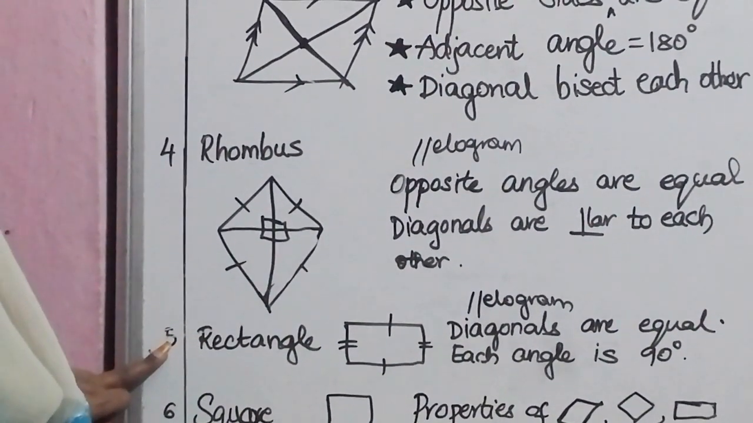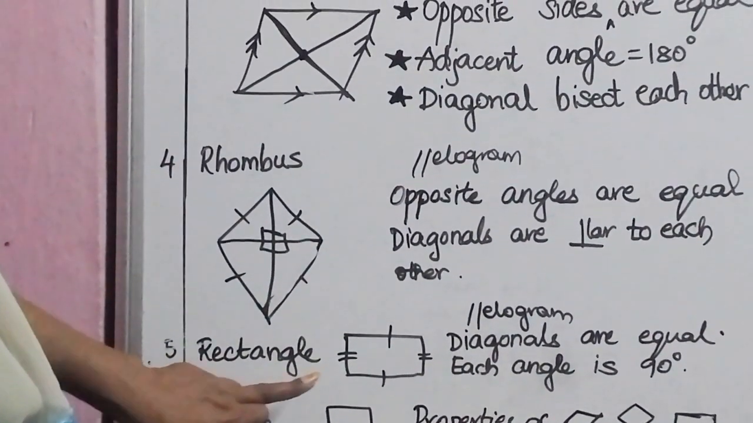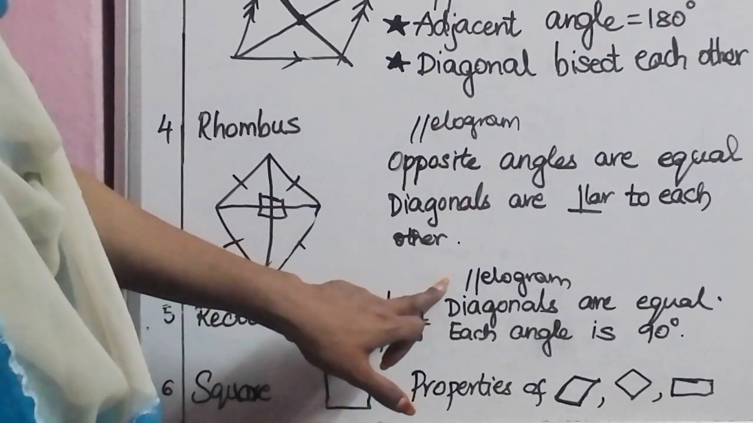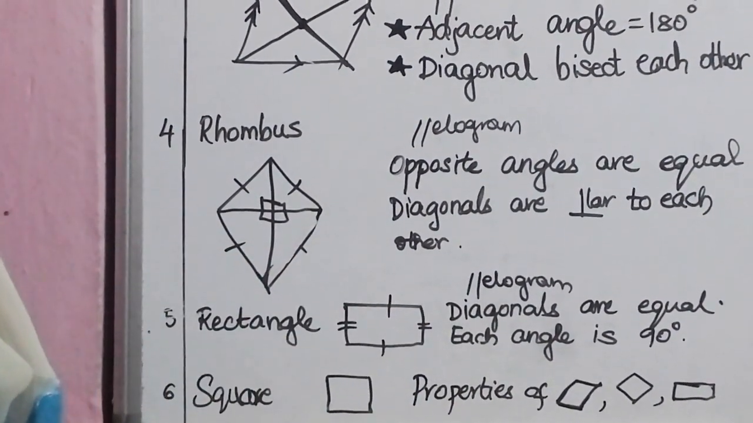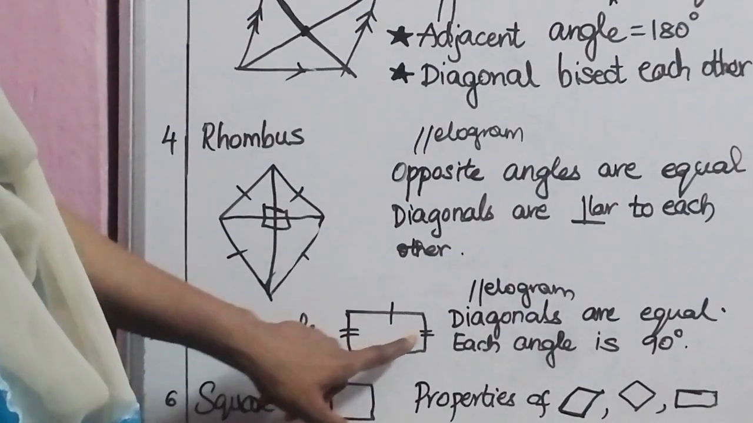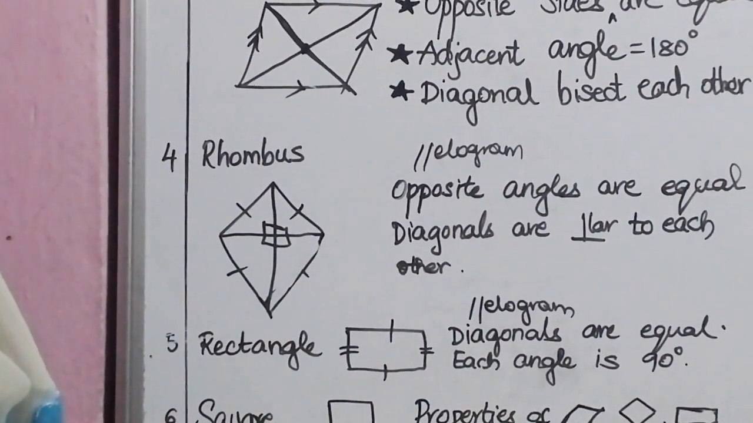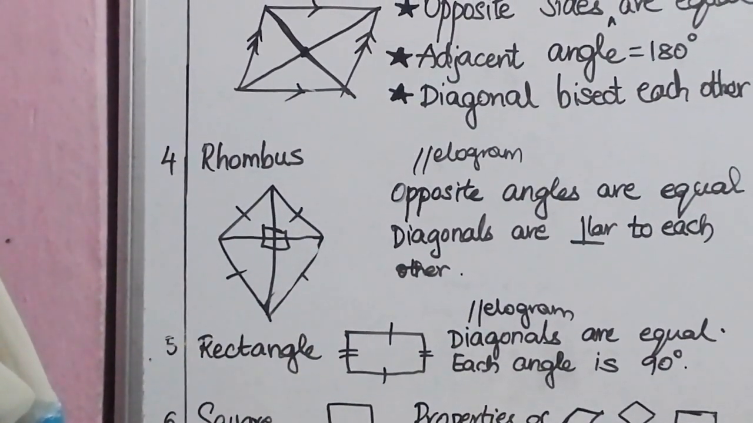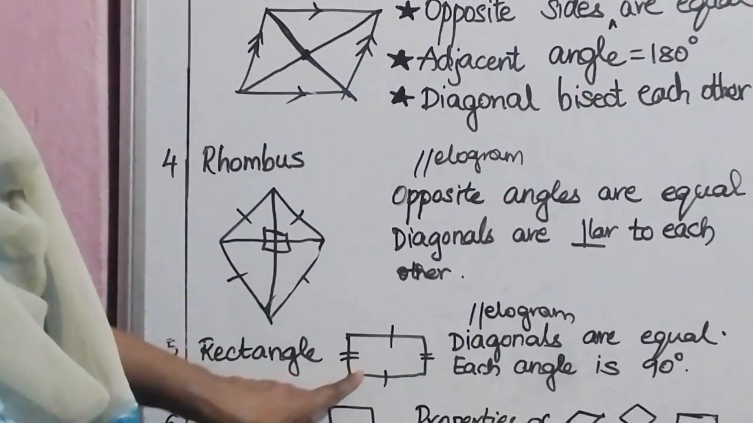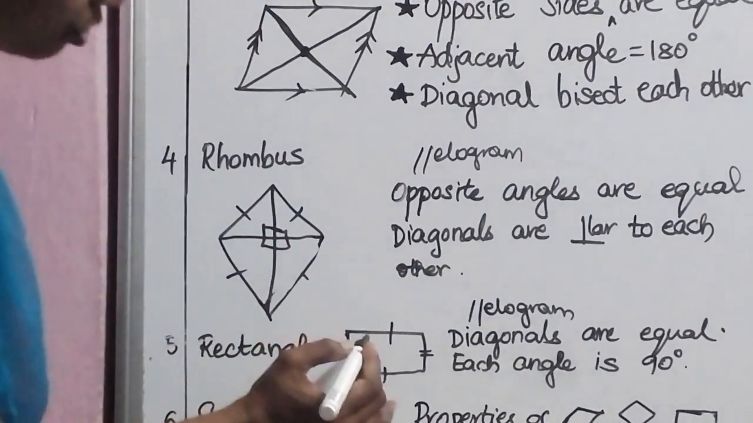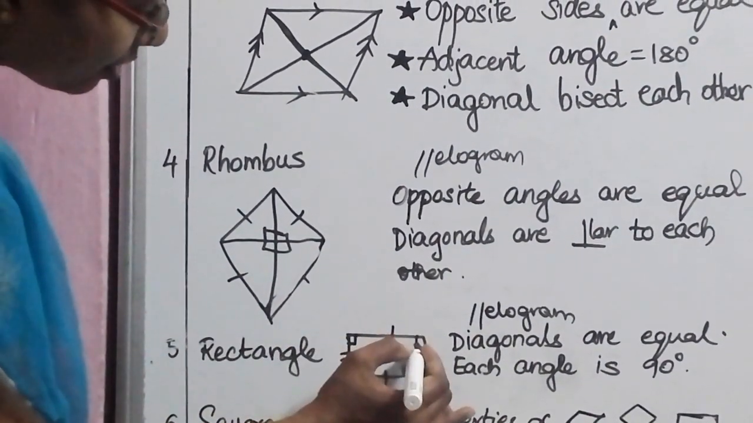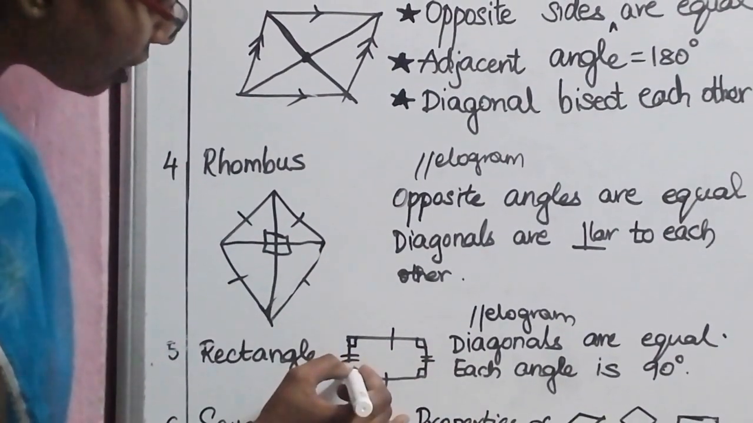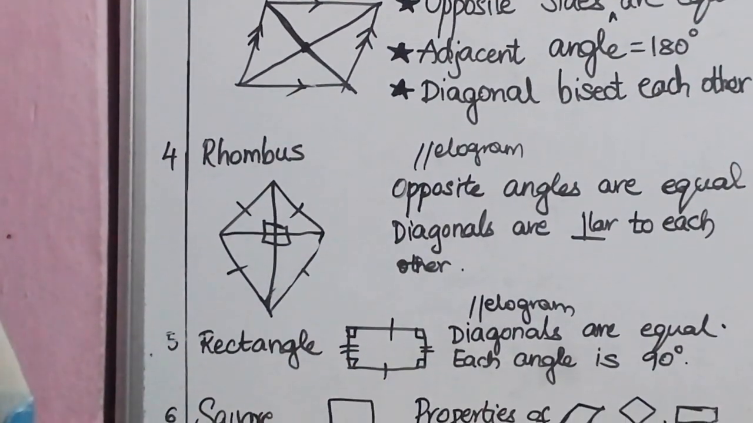Now next let us look at a rectangle. A rectangle also satisfies all the properties of a parallelogram. And you can see that the diagonals are equal, and each angle is 90 degrees. So here towards the end, the angles formed will be 90 degrees.